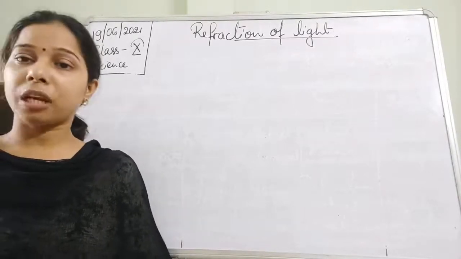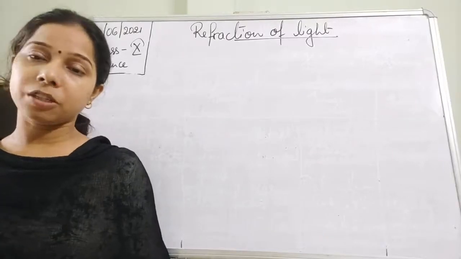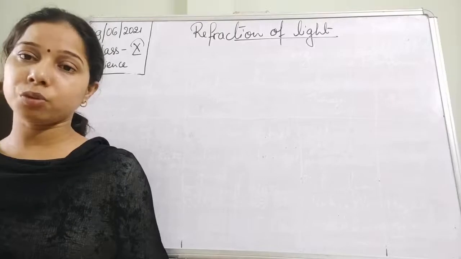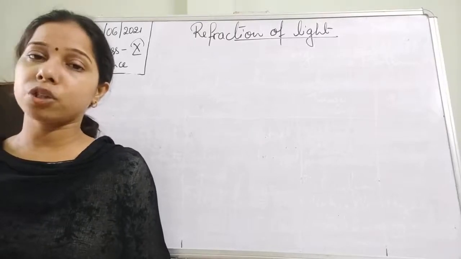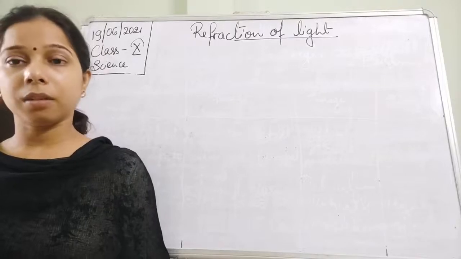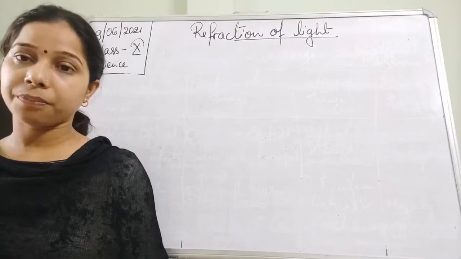Also, if you touch it and find that the middle is thicker and the edge is thinner, it will be a convex lens. And if the middle portion is thin and the edge is thicker, then it will be a concave lens.